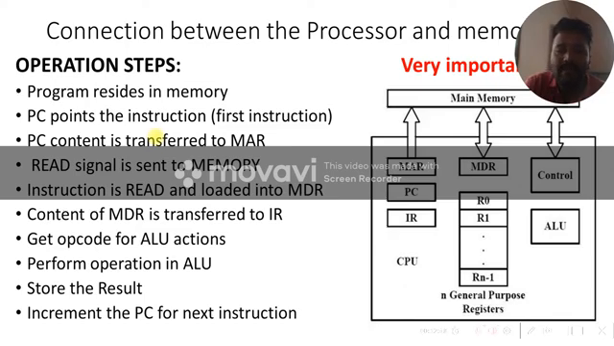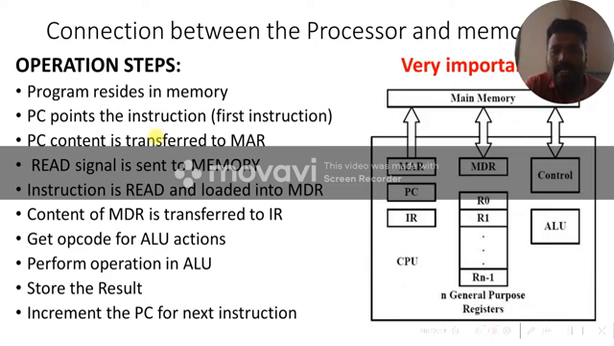Next, we get the opcode for the ALU, that is the arithmetic and logical unit. It will process which kind of operation it should perform, whether it is addition, subtraction, multiplication, movement of data, or some kind of data communication instruction or signal. Next, the result will be stored, and when the set of instructions gets completed, it will point to the end of file, EOF.